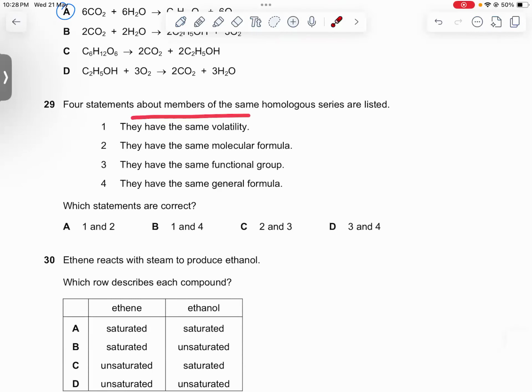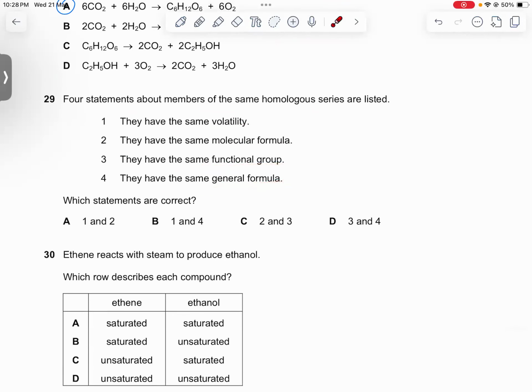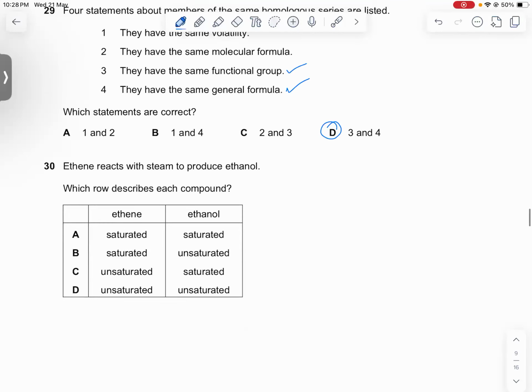Four statements about members of the same homologous series are listed: they have the same volatility, the same molecular formula, the same functional group, the same general formula. Which statements are correct? What is similar in all members of a homologous series is what they're asking. The same functional group and the same general formula, that is what is correct, right? So 3 and 4 is the correct answer, which is D.